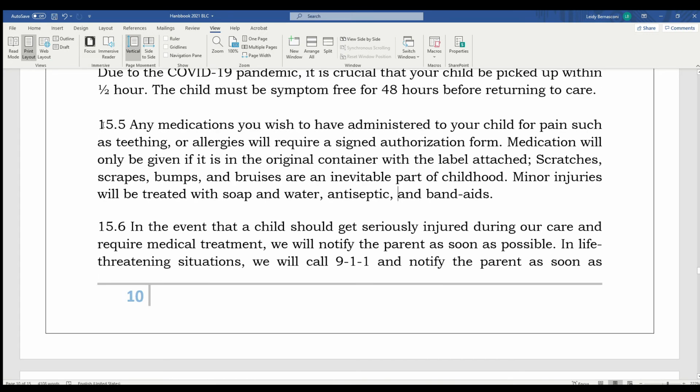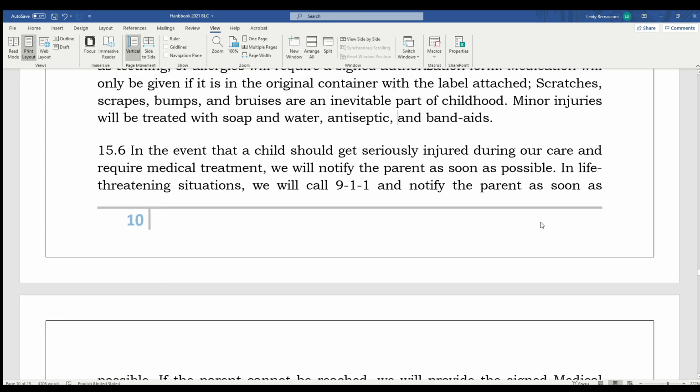Same thing here on 15.5, any kind of medication we need to have. For example, sometimes we get requests for teething or allergies, and we require an authorization form from the doctor, including for Tylenol. We need a prescription from the doctor because I don't want to be in trouble. I'm not a nurse, I don't want to be a nurse, and I just want to prevent problems and make sure that whatever I'm giving to a child has doctor's instructions or directions for me to follow.